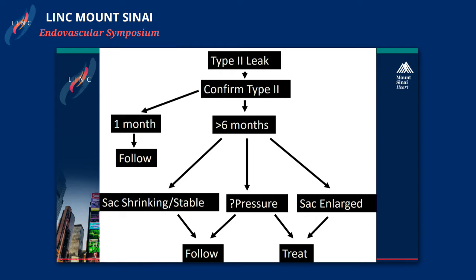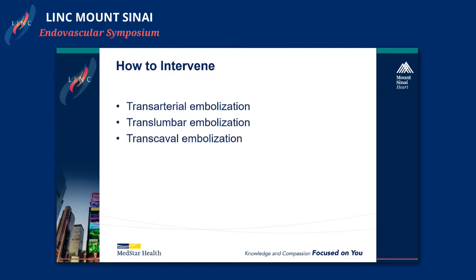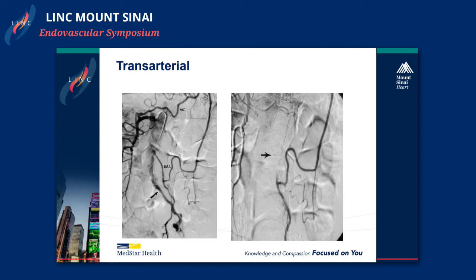The question is how to intervene. There are really three methods to try to embolize these leaks: either a transarterial, translumbar, or a transcaval approach. The transarterial is via the collateral pathway. So in the case of the IMA as a feeding vessel, it's coming through the SMA, the marginal artery of Drummond, and then back into the IMA. If it's lumbars, oftentimes it's through the iliolumbar collateral pathway.